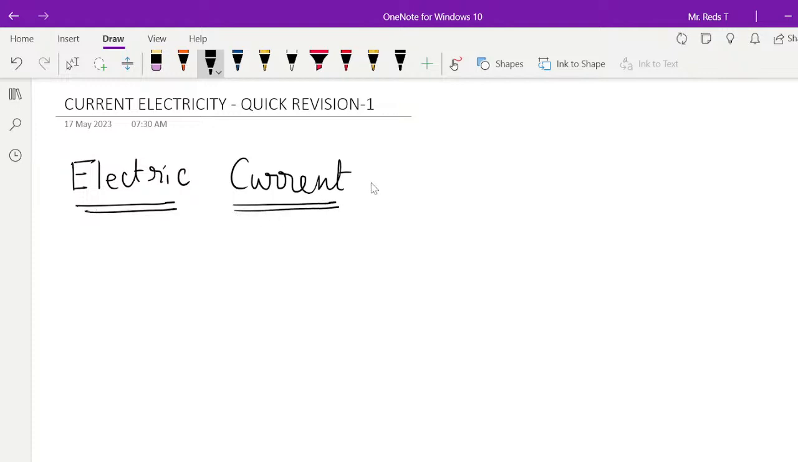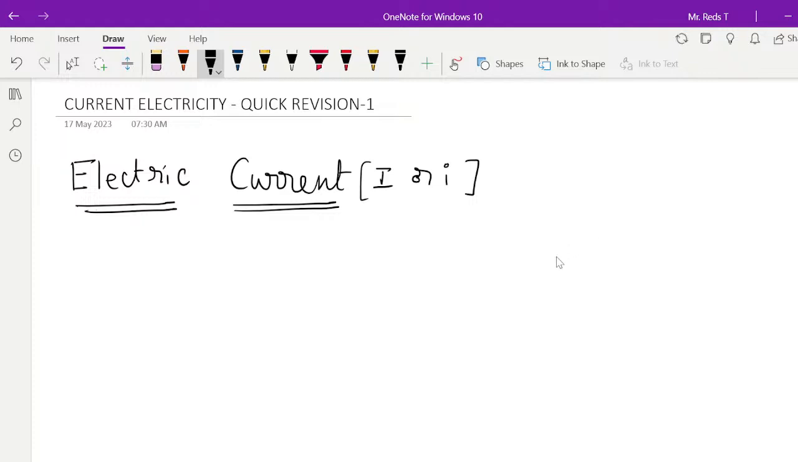Electric current is denoted by I, capital I or small i. So, what is electric current? The rate of flow of charge through a conductor, in the simplest form. The rate of flow of charge through a conductor is called electric current.